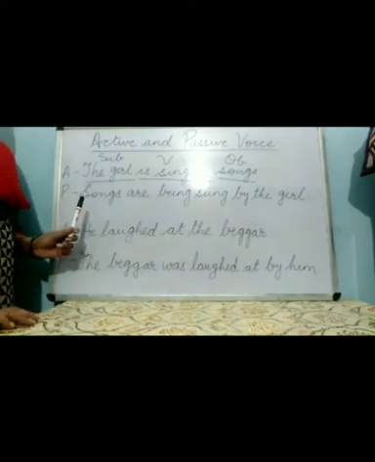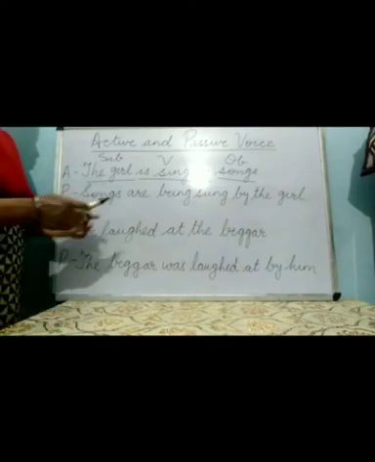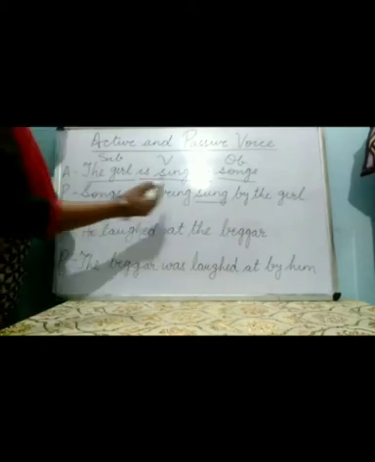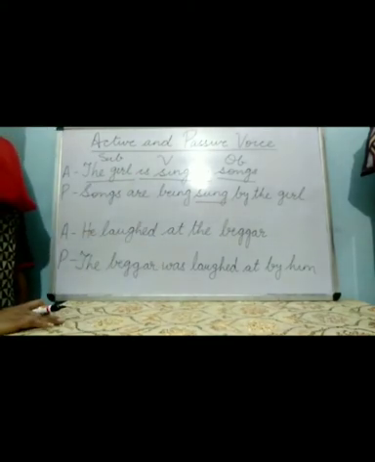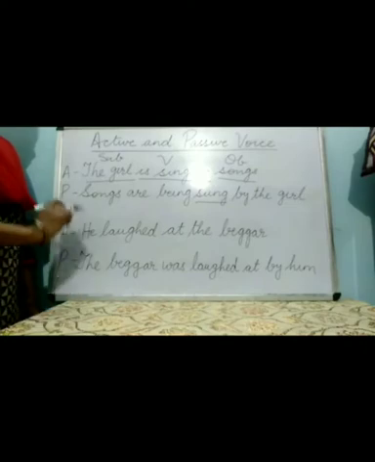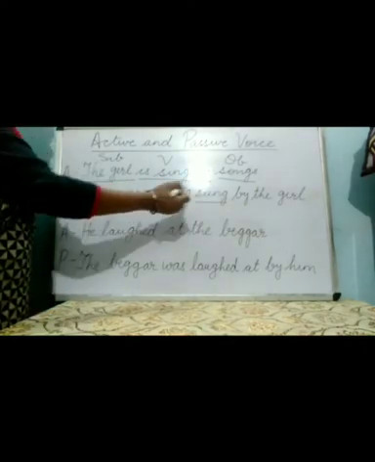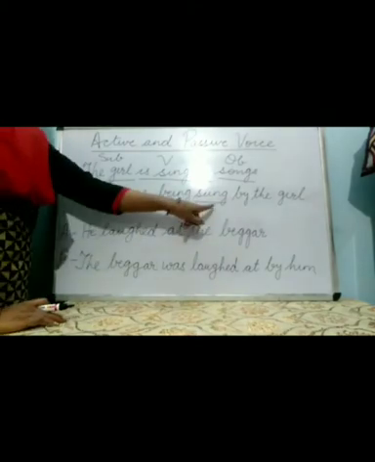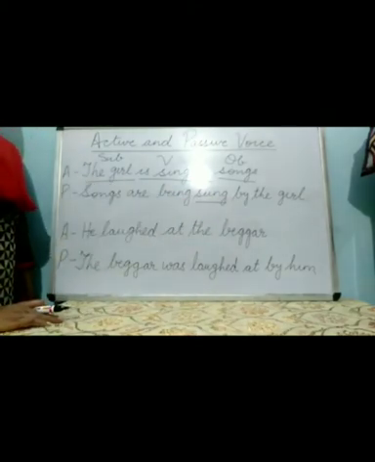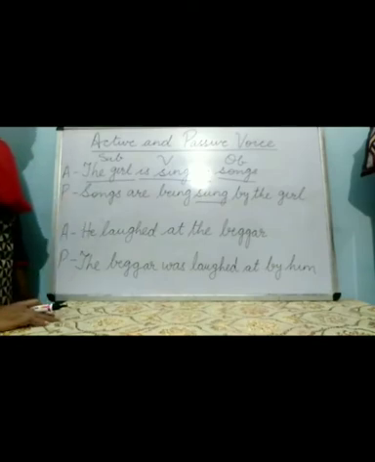Then the second rule related to this is that in the passive voice, we always use the third form, that is the past participle of the verb. There are three forms of verb: present tense, past tense and past participle. So in passive voice, we always use the past participle form of the verb, that is sung. And words like written, eaten, given, played, all these are past participle and used in the passive voice.